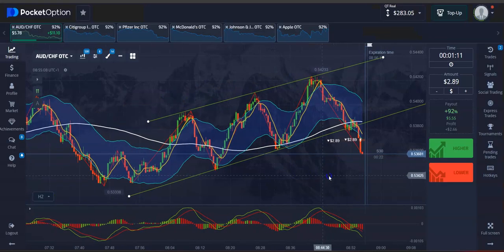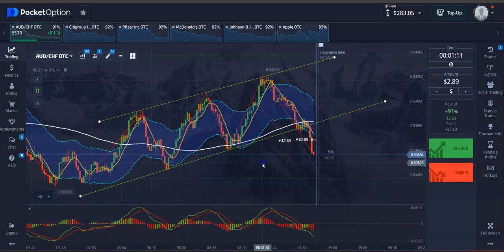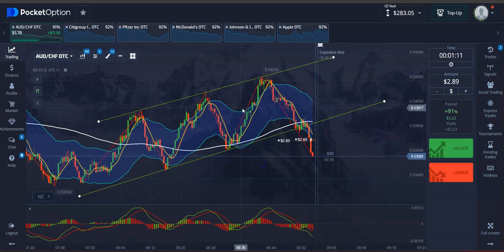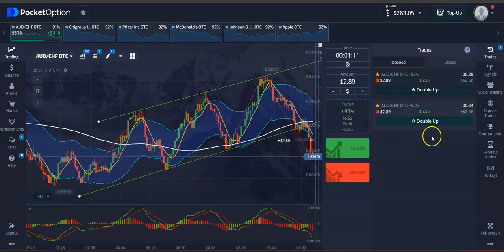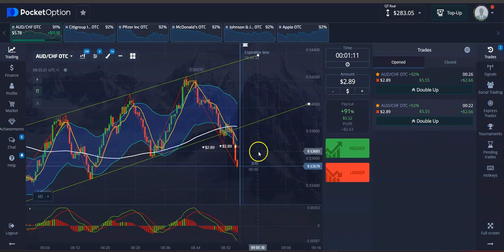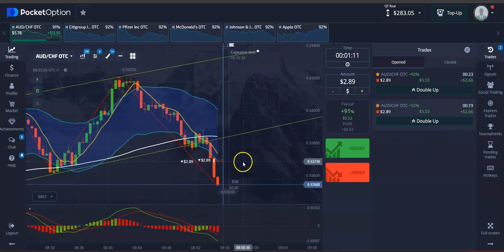Okay, and yes, I did follow the sheet, and as you can see right here, it is doing what the sheet says. Okay, so potentially this one's going to be a win. So we got 25 seconds to go. So let's see how it goes.